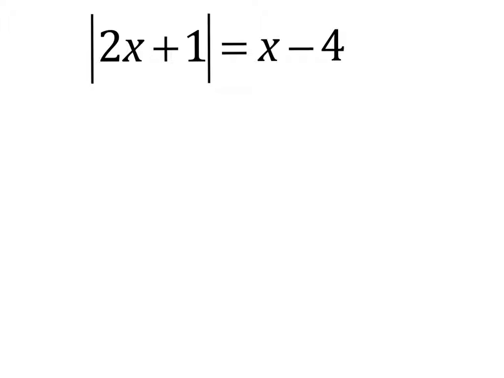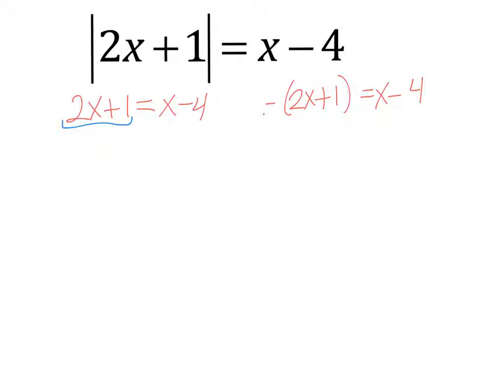Second problem. This one I've already got the absolute value kind of squared away, so I'm just going to jump to making my two equations. Okay, we've got 2x plus 1 is equal to x minus 4. And I'm going to have negative (2x plus 1) in parentheses is equal to x minus 4. Again, that's because the absolute value takes a look at the inside and makes it positive either way.